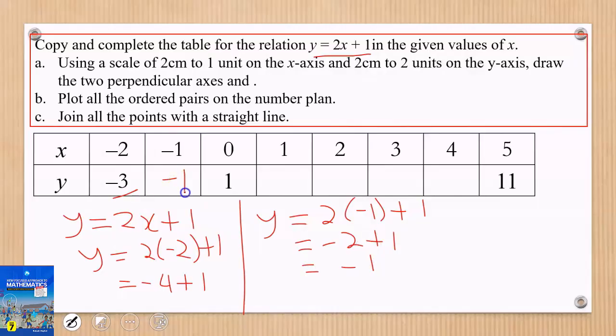So I'm going to put -1 here. Then when you put in 0, you get 1. When you put in 1, it's going to be 1 times 2 plus 1, which is 3. When you put in 2, 4 plus 1, 5. If you put in 3, 6 plus 1, 7. If you put in 4, 4 times 2 plus 1, which is 9. So that becomes all the points.